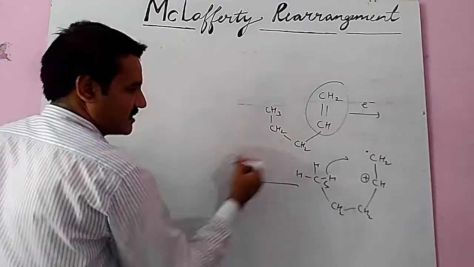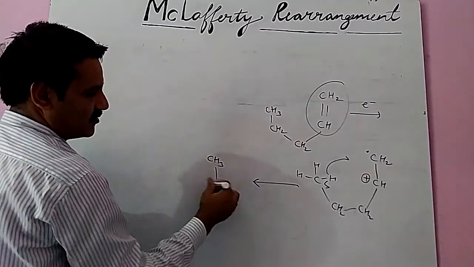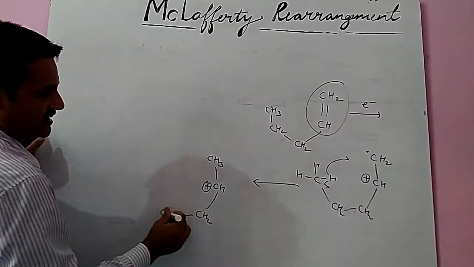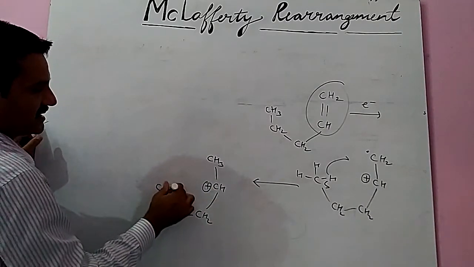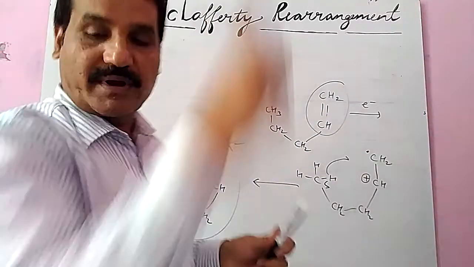After this, the formation is here CH3, here CH positive, then CH2, then CH2, then here CH2 radical, then stabilize and formation of the product in case of 1-pentene.